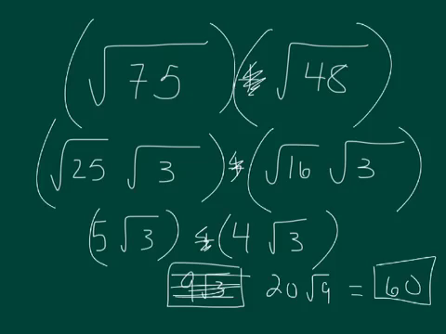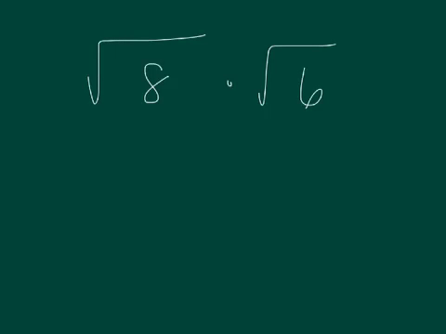For example, if you had radical 8 times radical 6, you could break down the 8 into 4 and 2, or you could just multiply them first. In this case, it doesn't matter because it's such a small number. If you want to write this as root 48 and then break that into 16 times 3, that's fine. But if you did it the other way, it'd become like this.